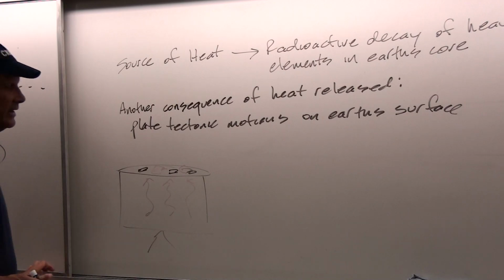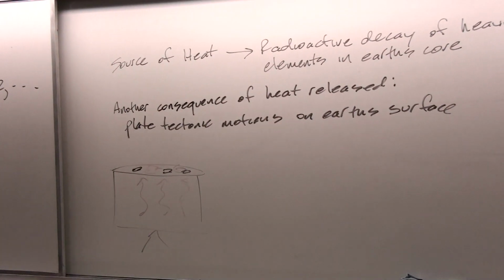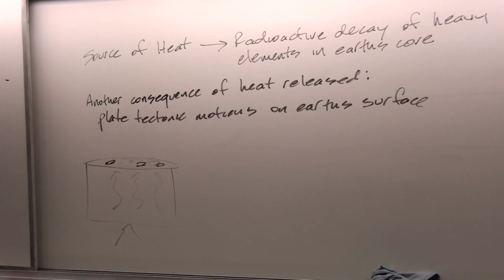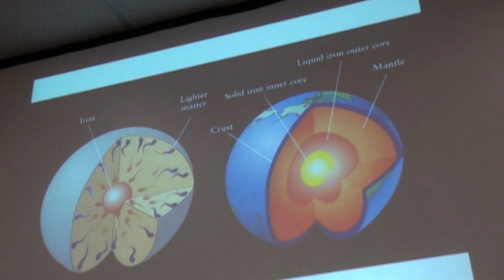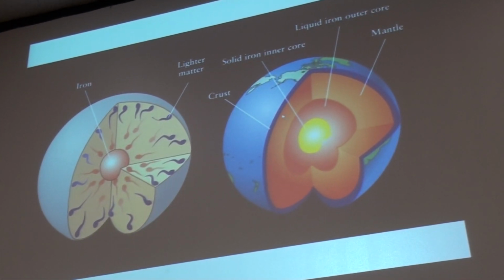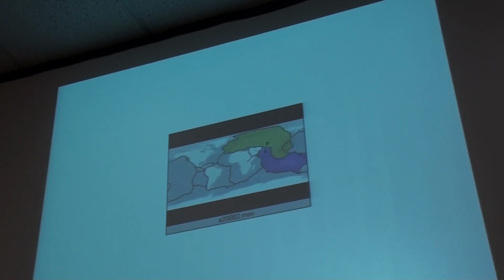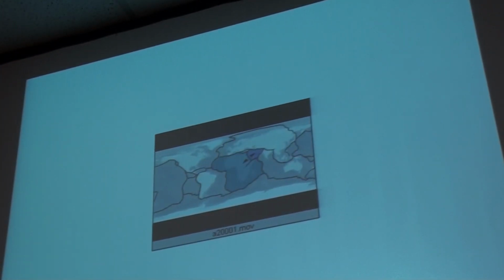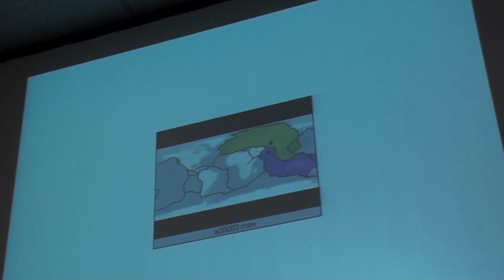And similarly, the Earth has plates, and those plates are just pieces of the crust that are broken up, which move around because of the release of heat from the interior. And so these are different plates on the Earth's surface. These are different pieces of the Earth's crust, and they move independently of each other.